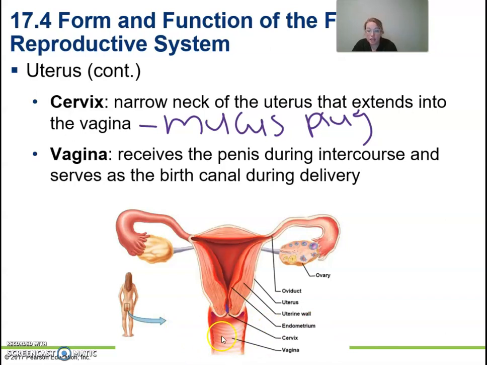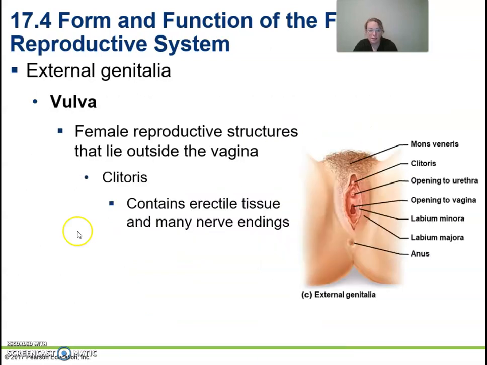And then you have the vagina, stratified squamous epithelium, so lots of layers to deal with friction. It receives the penis during intercourse, and is the birth canal during delivery. Then our external female genitalia is the vulva. So it's basically everything outside of the vagina. The clitoris has the erectile tissue. Fun fact, all of the female structures are basically the same as the males. They've just changed shape slightly.